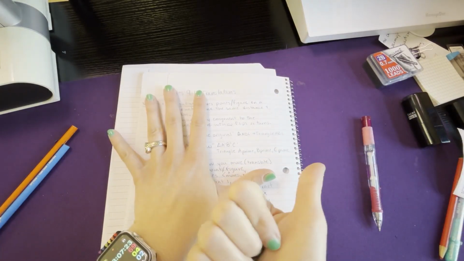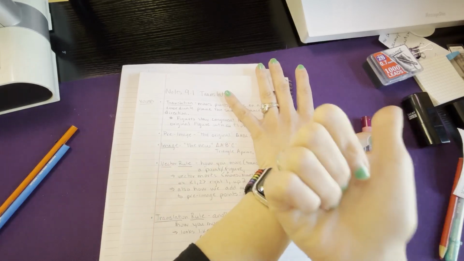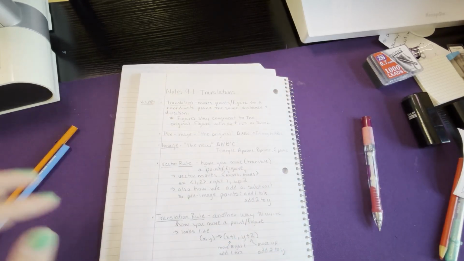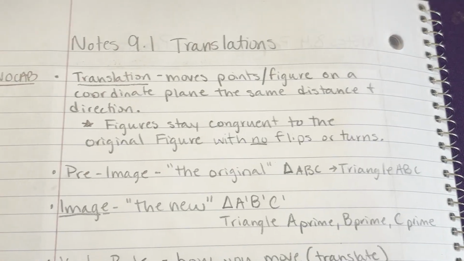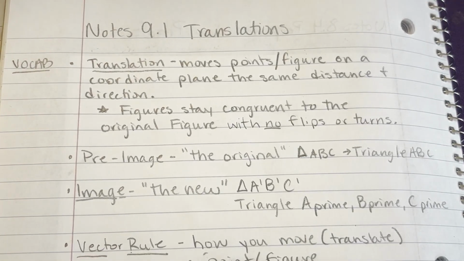See how my thumb is pointing in this direction? When I move it, my thumb is still pointing in that direction. So that's the translation, and that's how you know that you have a translation.